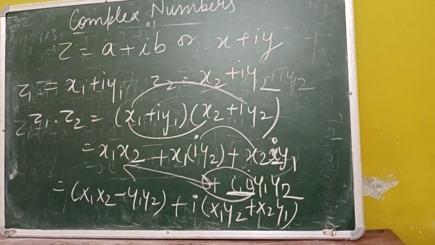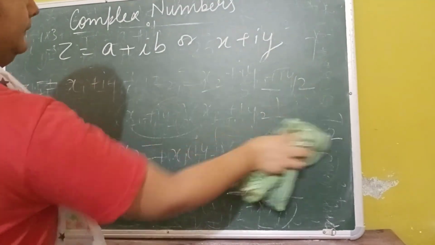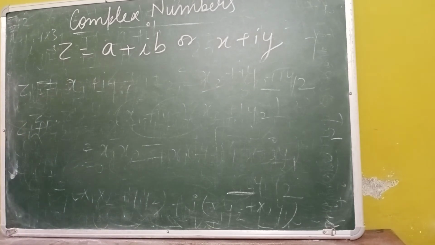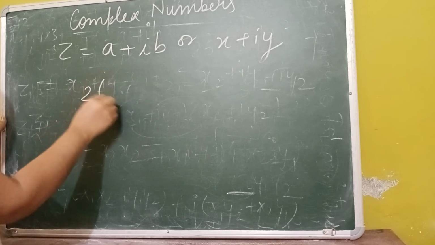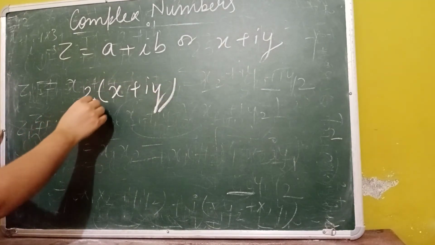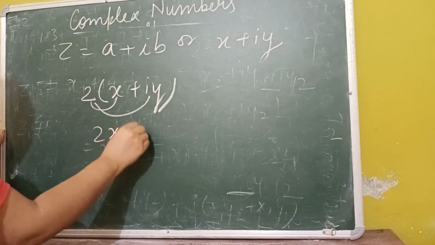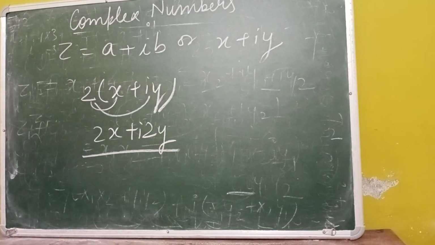Next, if we talk about a scalar quantity being multiplied, as in matrices, we understand what happens when a scalar is multiplied. If I say that 2 is multiplied with a complex number x plus iy, it will be multiplied with both the terms. So it will be 2x plus 2iy. That means when multiplying, the scalar quantity is multiplied with both terms.